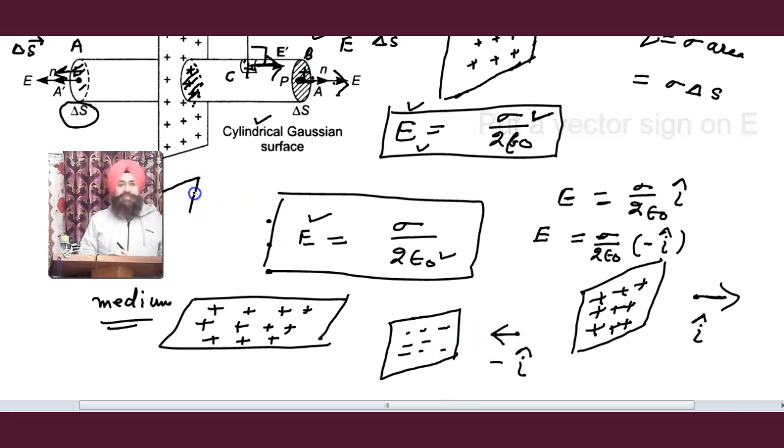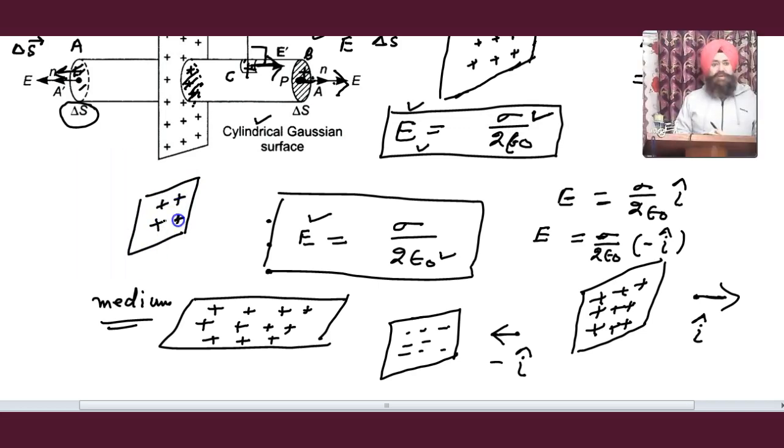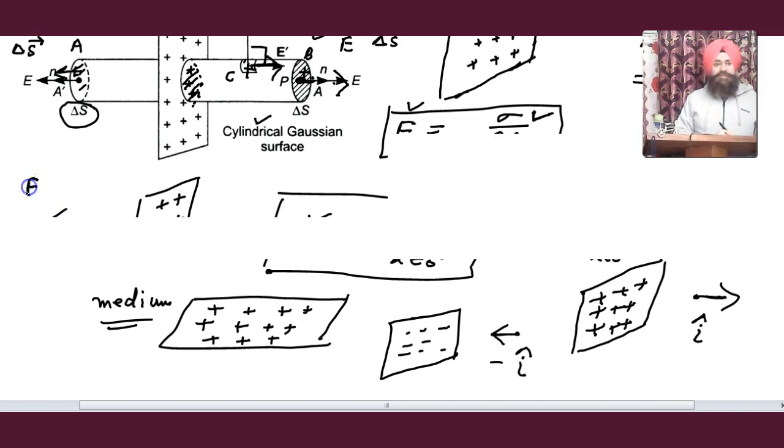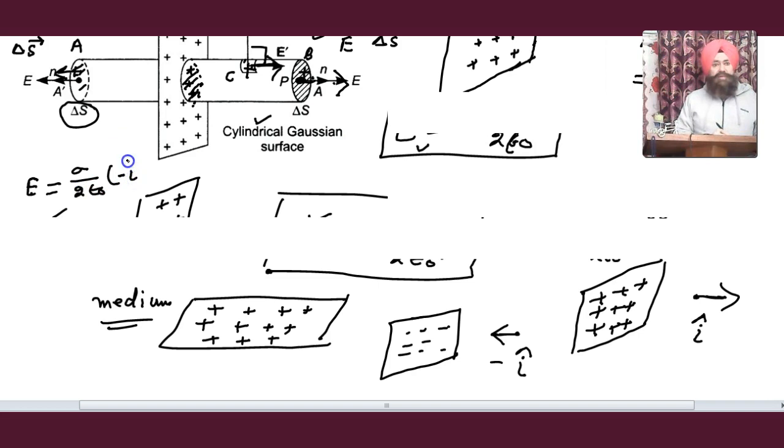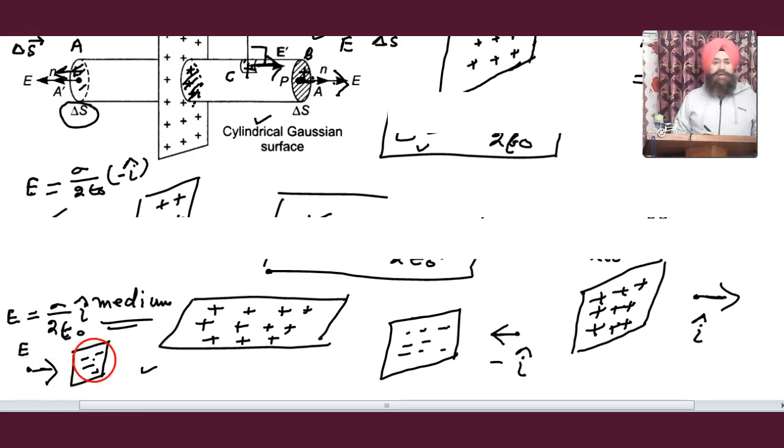Again, the sheet is positive, and if you consider this point, the field will be along this side. So this side is what? Minus i cap. So here E is equal to sigma upon 2 epsilon naught minus i cap. And if the sheet is negative, the direction of E will be along this side, so E will be sigma upon 2 epsilon naught i cap. So it is all about where we are finding the E and the nature of the charge over the sheet.